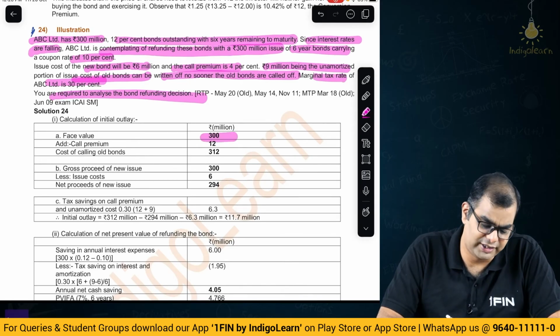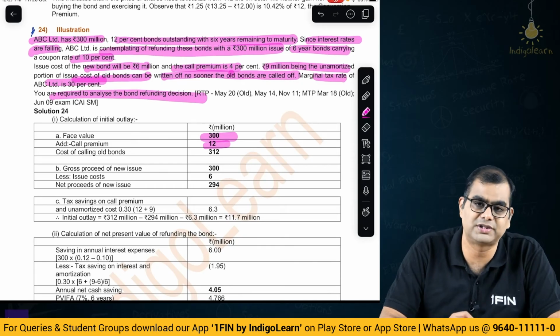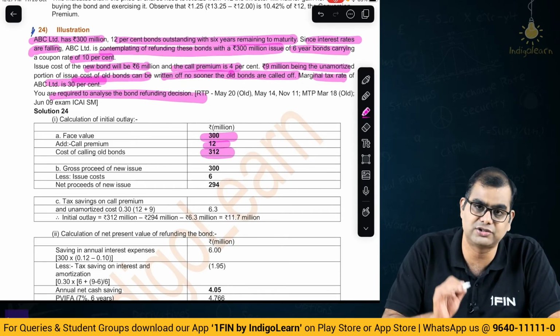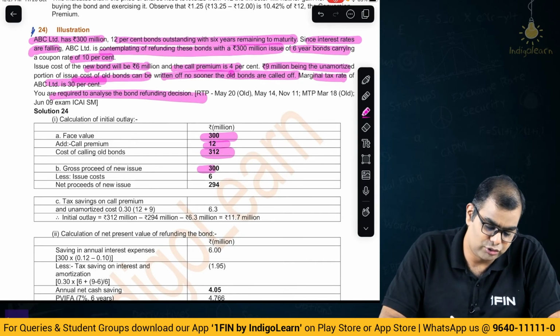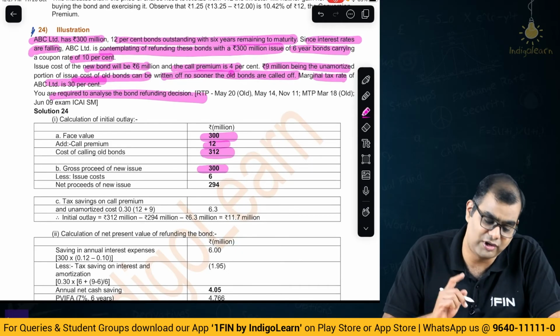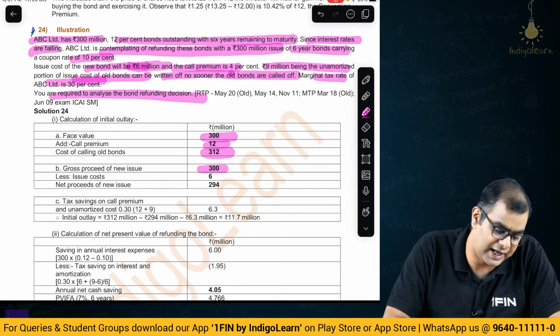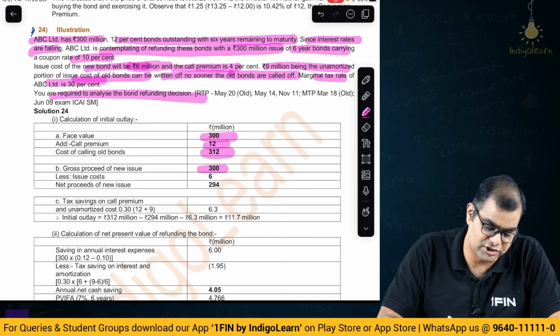300 million or 30 crores is the old bonds. The call premium is what? 4%. 4% of 300 million is 12 million. So 312 is the total outflow. For the new issue, you are going to get 300, but you also have to meet 6 million as the new bonds' cost of issue. So your net proceeds is 294.